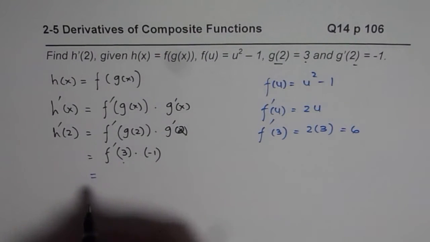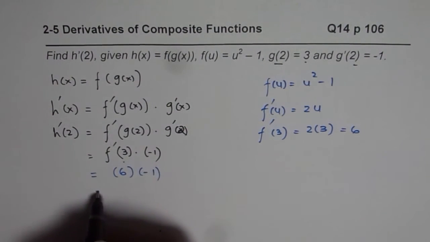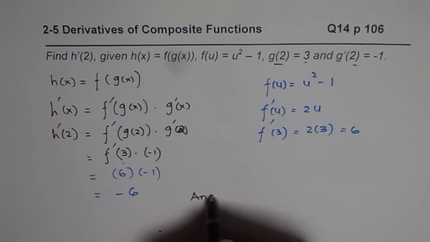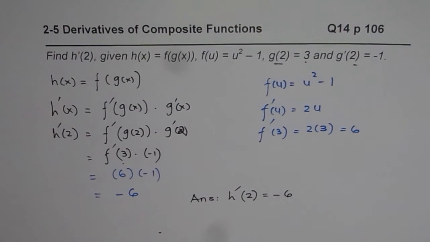So what we get here is 6 times minus 1. You get the idea? So it is minus 6. And that gives you the answer. The derivative of the composite function h of x at x equals 2 is equal to minus 6.